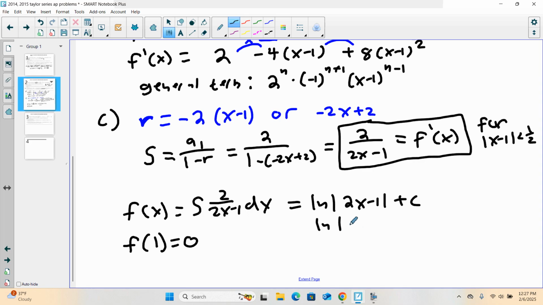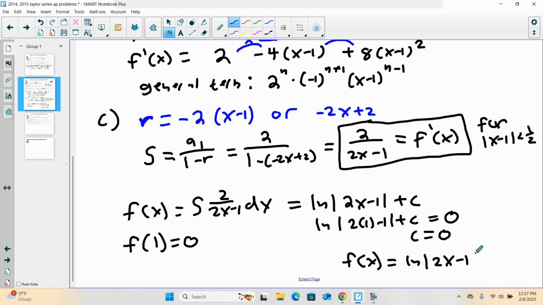ln of 2 times 1 minus 1 plus c equals 0. So 2 times 1 is 2, minus 1 is 1. ln of 1 is 0. So this just gives us that c equals 0. Therefore, f of x is the natural log of the absolute value of 2x minus 1. That'll be on the same radius. So we can find the function by just taking the antiderivative of f prime that we just found.